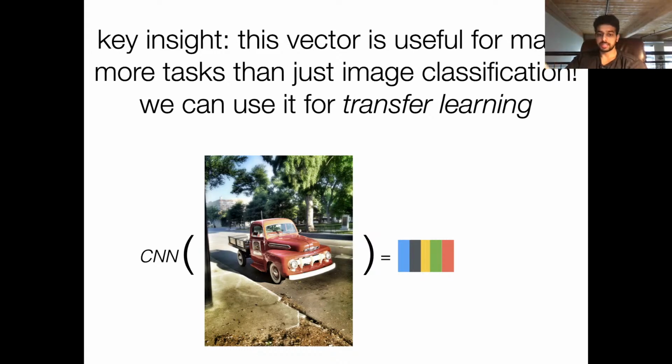This method of pre-training a large CNN on ImageNet and then fine-tuning it on downstream tasks was very popular for many years prior to things like ELMo.